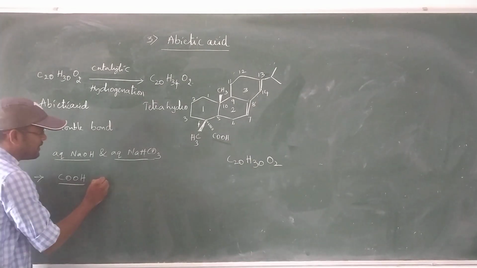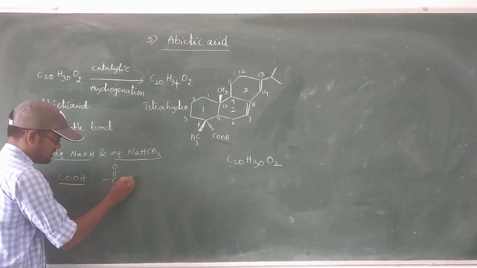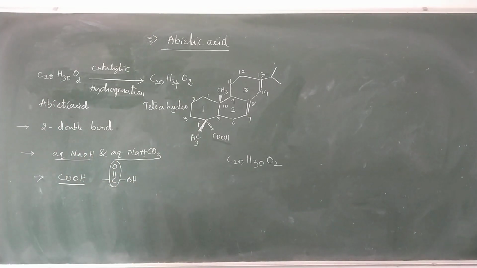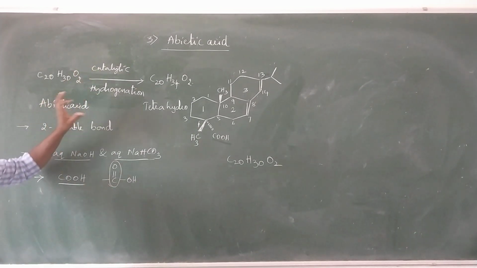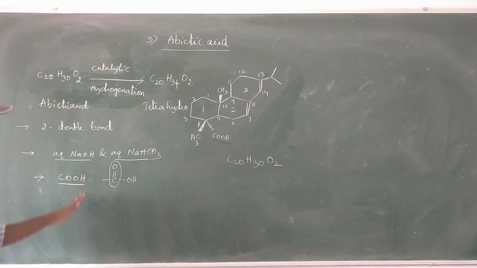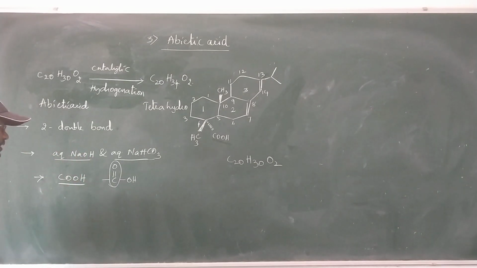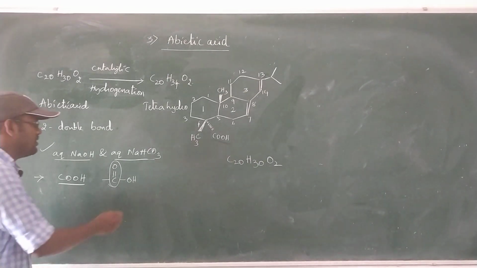So let me construct the carboxylic group like C double bond OH. Due to having C double bond O, we have another double bond, in the form of C double bond O of the carboxylic acid. So finally we get 3 double bonds. 2 double bonds are confirmed by catalytic hydrogenation. The remaining 1 double bond is confirmed by reaction with aqueous NaOH and NaHCO3. These reactions also confirm that ebitic acid has 2 oxygens.